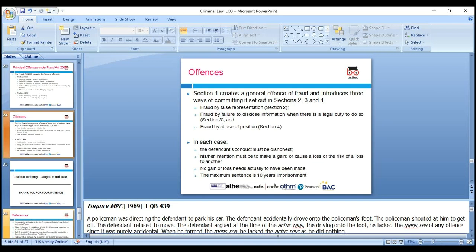In each case, the defendant's conduct must be dishonest. Their intention must be to make a gain, or to cause a loss or risk of loss to another. No gain or loss needs actually to have been made. The maximum sentence is 10 years' imprisonment. Okay. Any question? No, not yet.